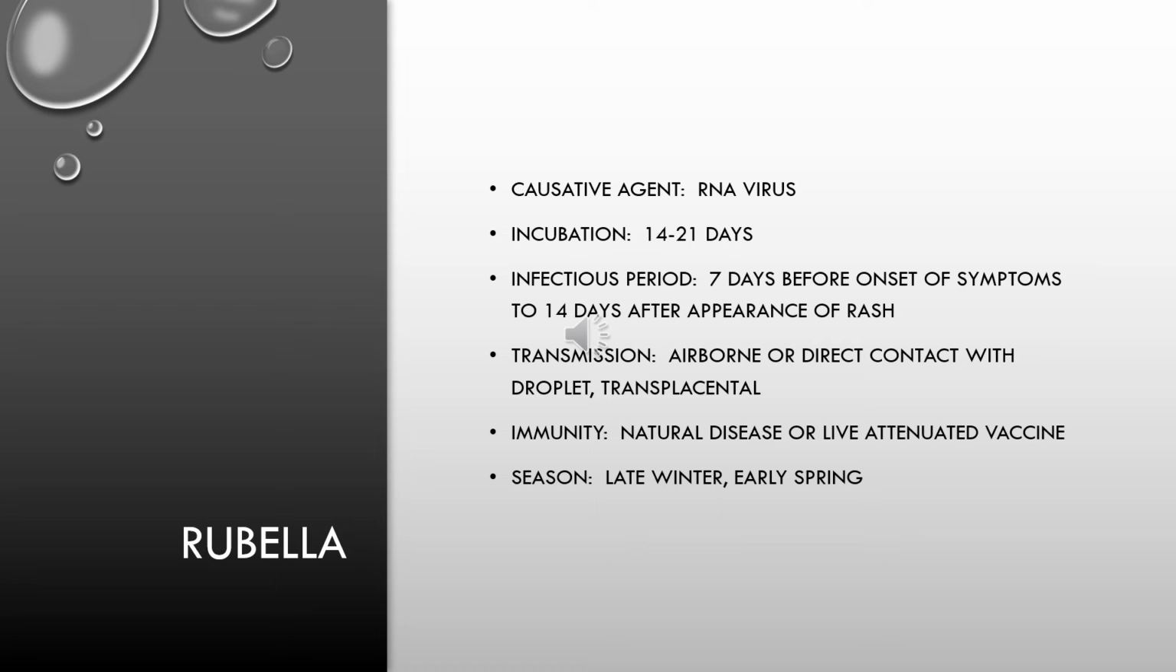Transmission is also airborne or direct contact with droplet or transplacental, so this can go across the placenta. Immunity is usually through natural disease, either catching it or by the live attenuated virus. And this season, usually we see this in late winter to early spring. So some young children may be asymptomatic until the rash develops, so you don't even know anything's wrong with them, and then all of a sudden they pop out with a rash.